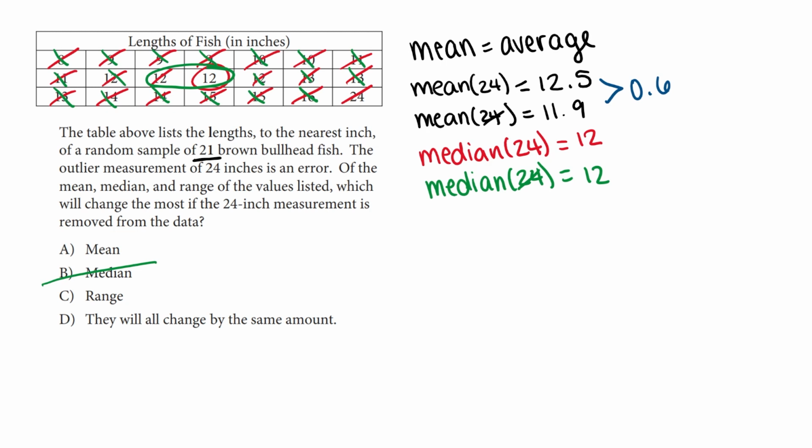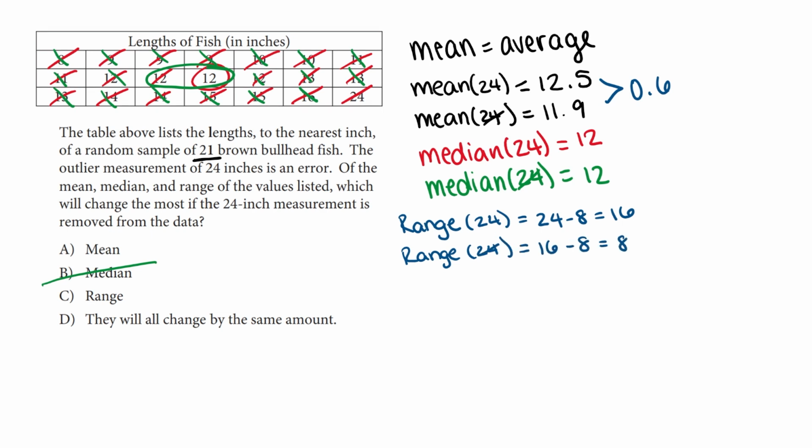So then our range is going to be our largest number minus our smallest. When we include the 24, our range is going to be 24 minus 8, or 16. And then when we exclude the 24, our range is going to be 16 minus 8, which is 8. And then the gap here is going to be 8, which means our range is what changes the most when we remove the 24-inch measurement from the data. So our range is our answer.